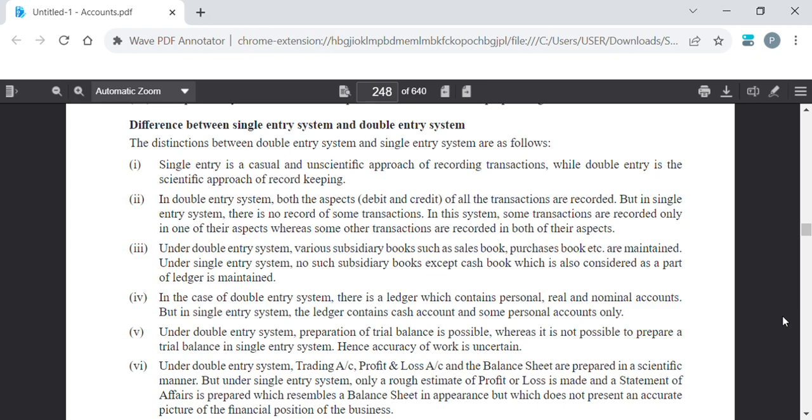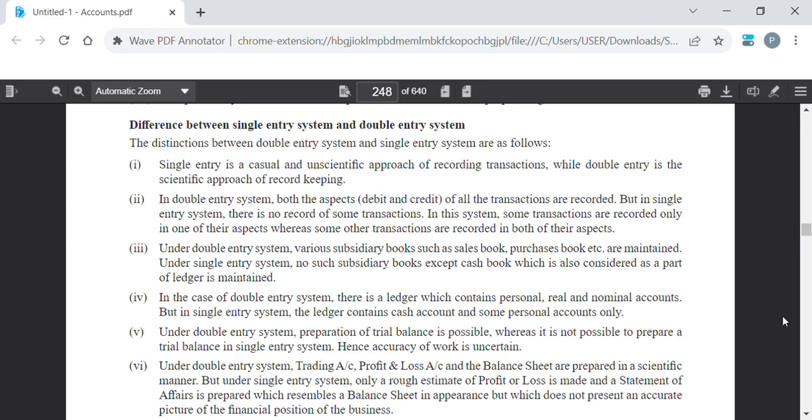The distinction between double entry system and single entry system are as follows. Single entry is a casual and unscientific approach of recording transactions, while double entry is the scientific approach of record keeping. What is single entry? Single entry is a casual and unscientific approach. It is not a proper approach. It is a casual, informal, unscientific approach, while double entry is a systematic approach of recording transactions.